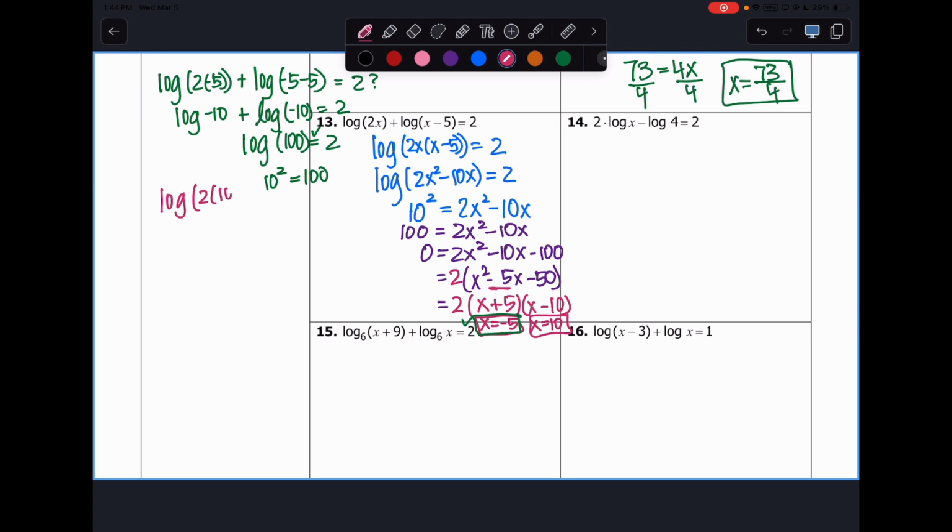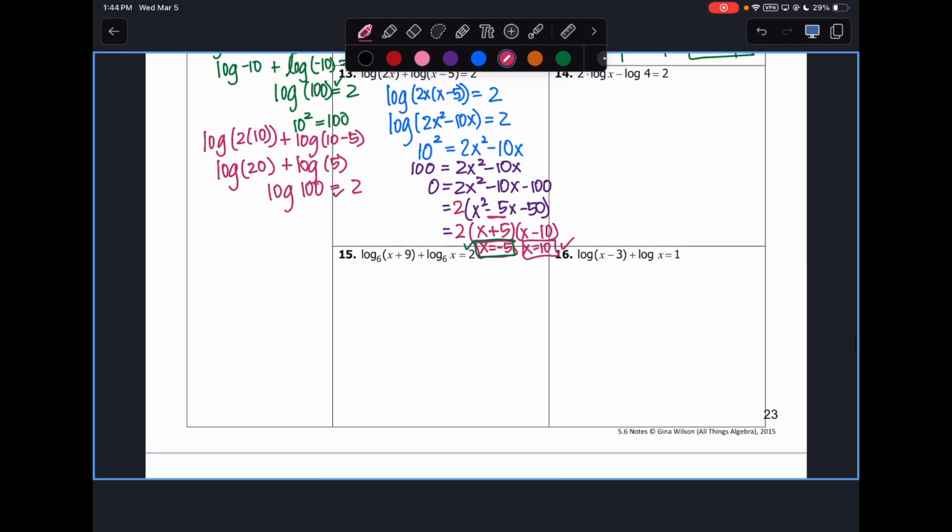Here's the checking step for this one. Log of 2 times 10 plus log of 10 minus 5. Okay. Log of 10 minus 5 is 5. Log of 2 times 10 is 20. So is log of 100 still the same as 2? Should be. Okay. Any questions? You're good? Okay, know that there will be some sort of a quadratic in there. Okay.